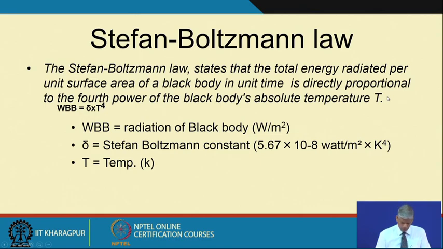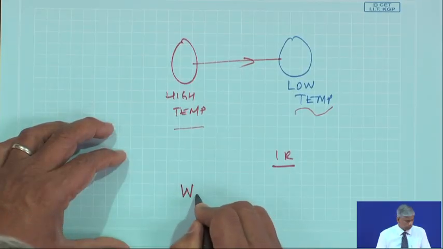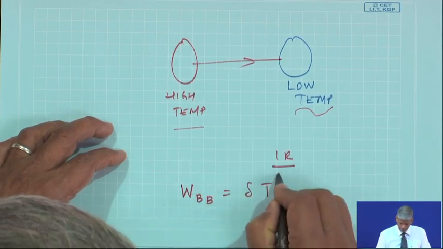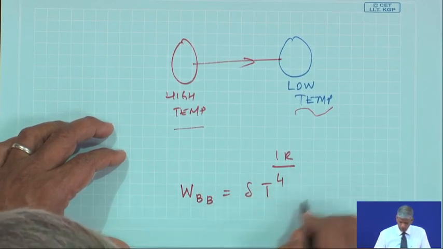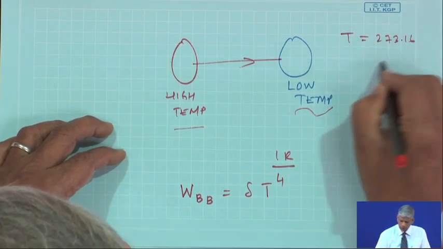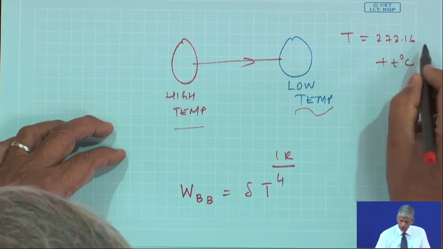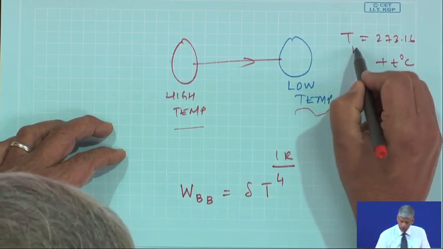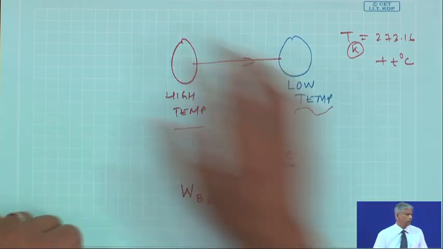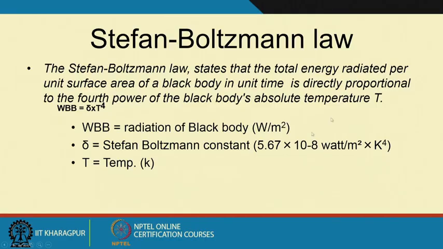So, this energy W black body is nothing but, where T is 273.16 plus T in degree Celsius, whole thing, so T is in Kelvin. And this is a universal constant, that is the Stefan-Boltzmann constant.